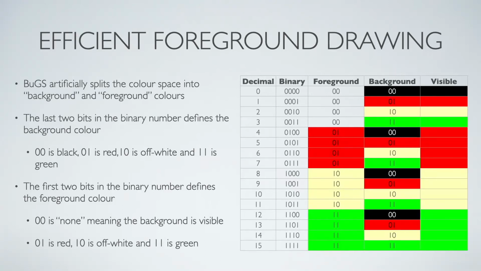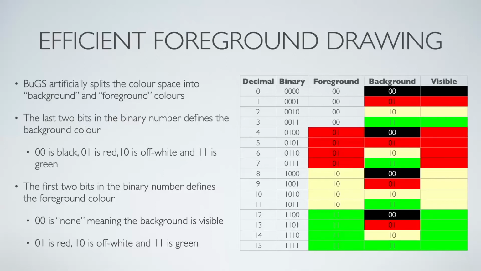This table shows the approach. The decimal and binary columns show the value of the pixel as it would be written into video memory. The foreground column has the upper 2 bits from the binary column and shows the foreground color that the number maps to, if any. The background column has the lower 2 bits from the binary column and shows the color associated with those 2 bits. Finally, the visible column shows the actual color that is programmed into the color palette for this value.